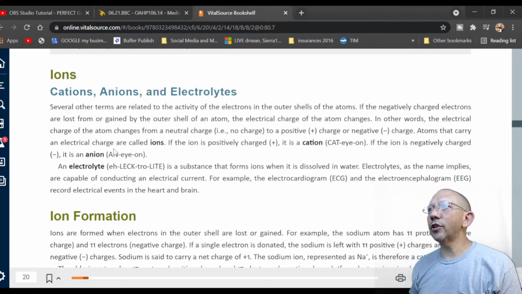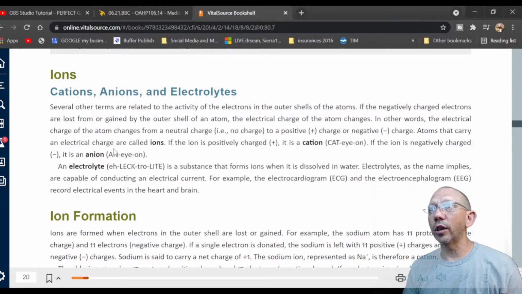Up here, look at the electric charge of an atom changes. In other words, the electrical charge of an atom changes from the neutral charge, no charge, to a positive charge or negative charge. Atoms that carry an electrical charge are called ions. Okay, so they become an ion of whatever it is.